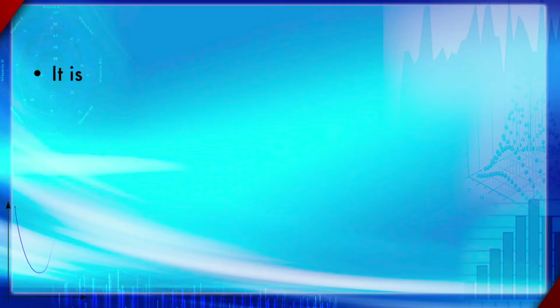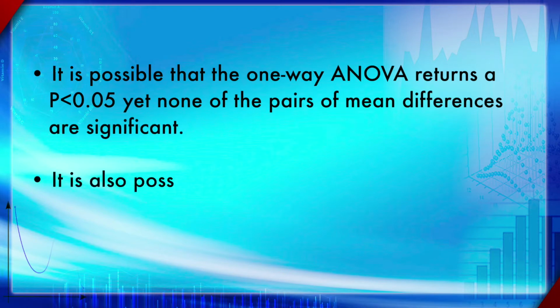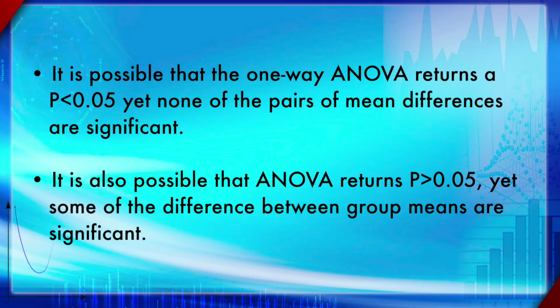Please remember that it is possible that the one-way ANOVA returns a p-value lesser than 0.05, that means it's significant, but none of the pairwise mean differences are significant. How is it possible? Yes, it is possible. Overall, if you have like 5 groups, the differences across the groups are significant, but pairwise not significant at all. That is one possibility. So it is not unusual as well.